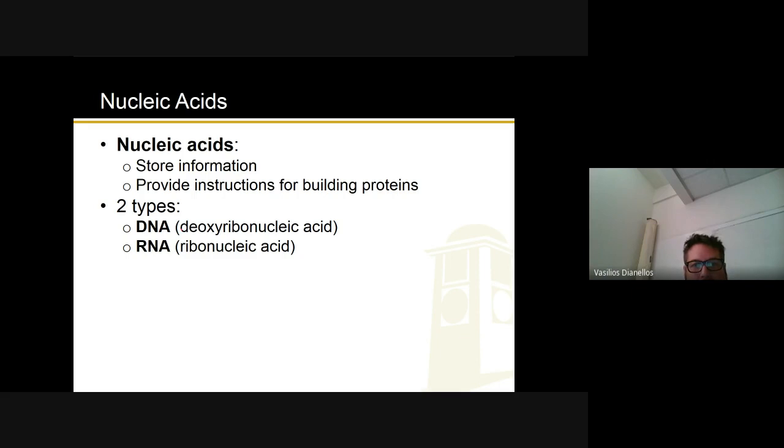Technically, DNA is called deoxyribonucleic acid. We'll discuss that later in the semester. Technically, RNA is called ribonucleic acid, and we'll discuss that later in the semester. So any questions so far about nucleic acids?